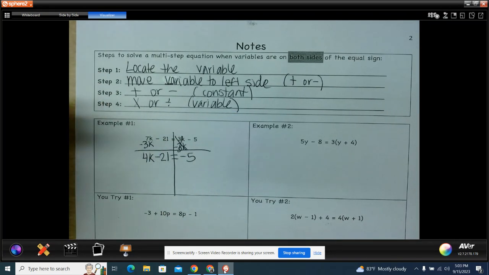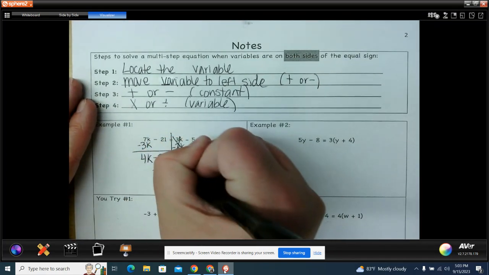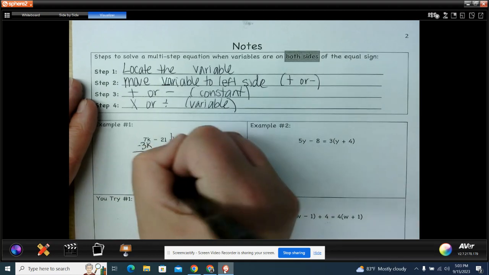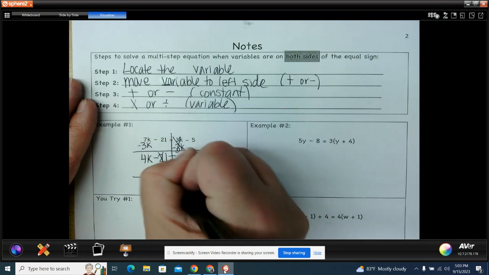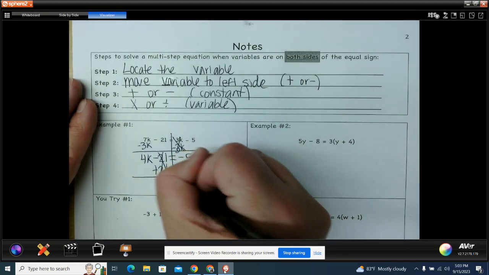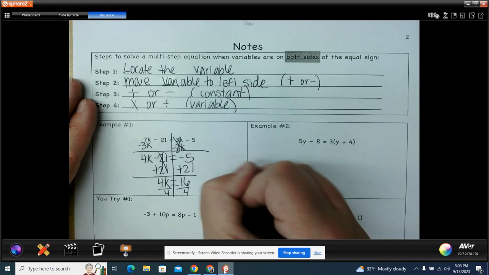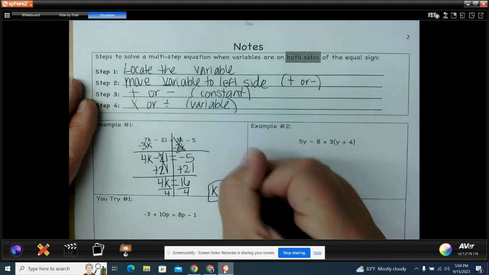From this step, we have now created a two-step equation so we can solve it like we've been solving before. So we're going to add 21 to both sides. We're given 4k. Negative 5 plus 21 is 16, divided by 4, and k is equal to 4.